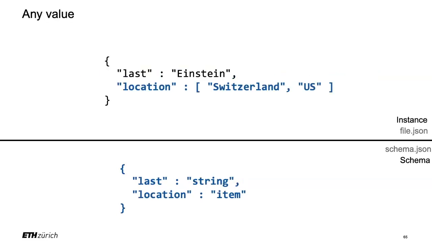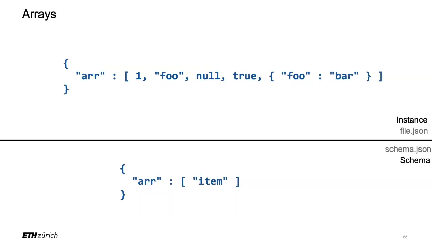You can also specify an array as an array of anything, and it's very similar to how it looks in the instance document. Here, the square bracket item means it has to be an array with 0, 1, or more items, and the items can be anything. So in that case, we do capture a document like this that has a heterogeneous array. We just declare it as an array of items, right?